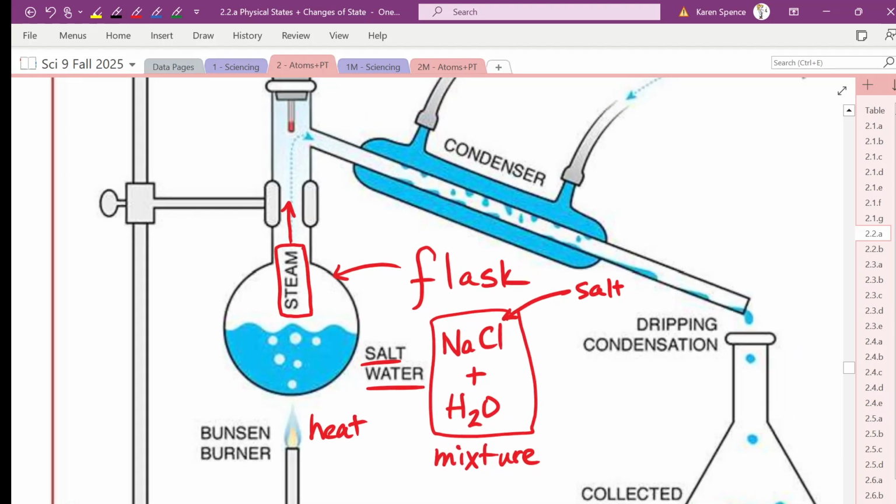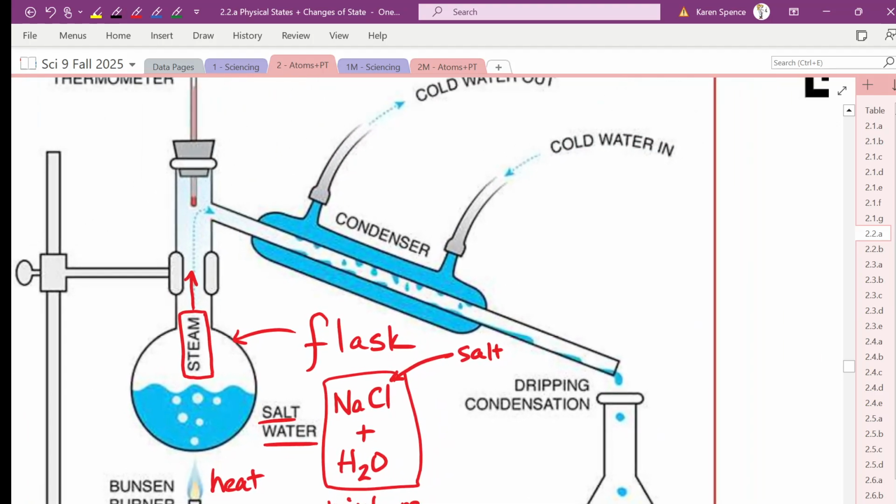And then we've got fancy glassware, a tube within a tube. We've got glass on the outside and glass on the inside. Through the outside part of the tube, we pour cold water, which makes it cold, and then the cold water comes out the other side. So it's continually getting new cold water coming in. What happens to steam when it hits something cold?